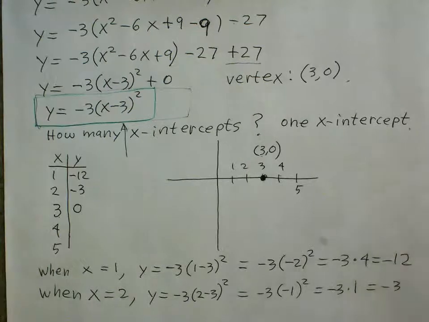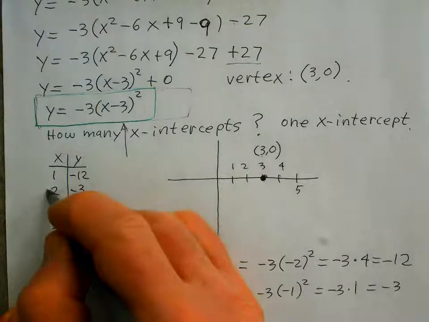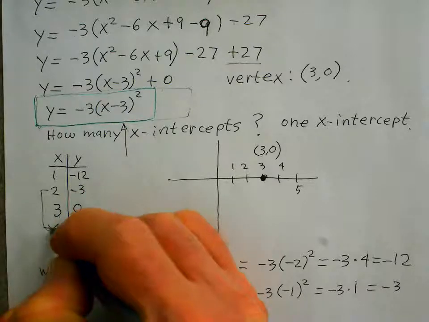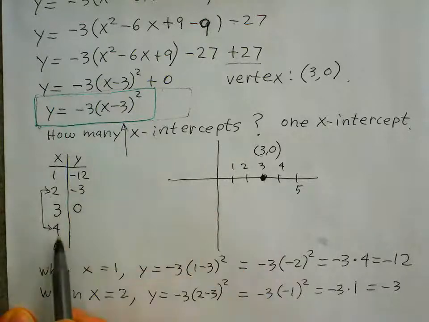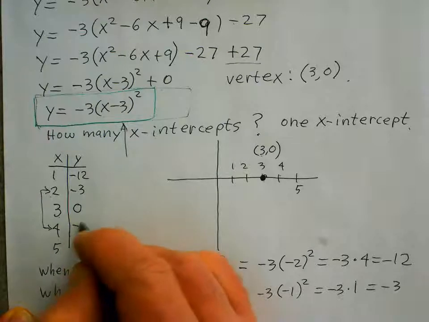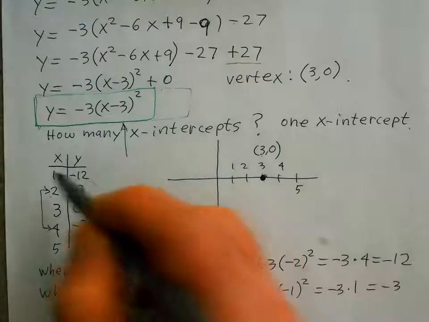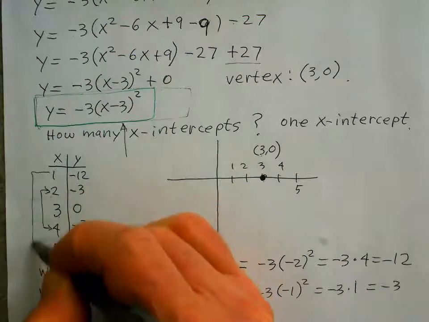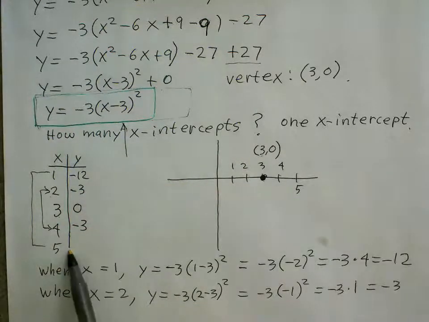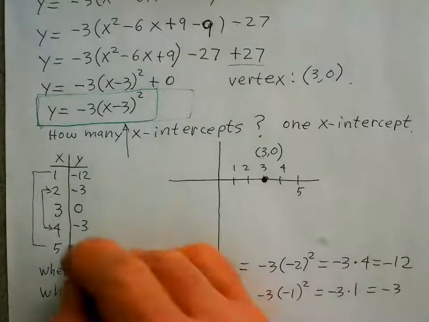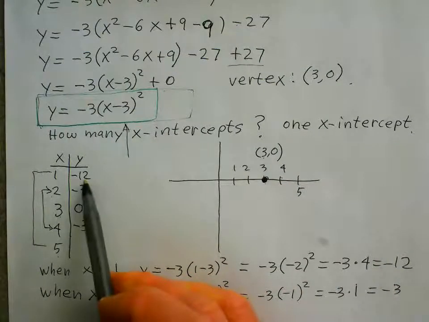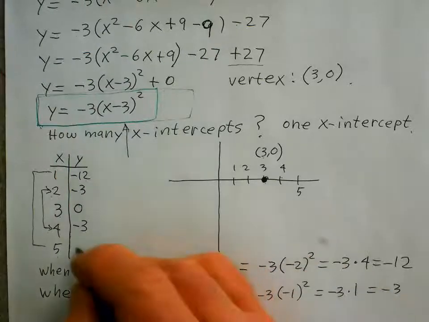Okay, we can use symmetry to determine the y-coordinates that go with 4 and 5. The y-coordinate that goes with 4 is the same one that goes with 2. So when x is 4, the y-coordinate is negative 3. And also by symmetry, the y-coordinate that goes with x equals 5 is the same y-coordinate that goes with positive 1. So that should be negative 12.